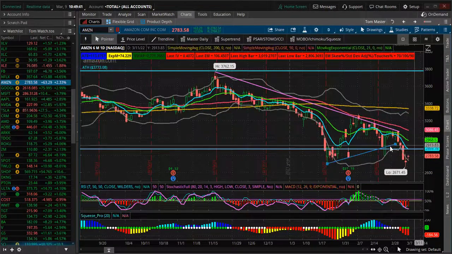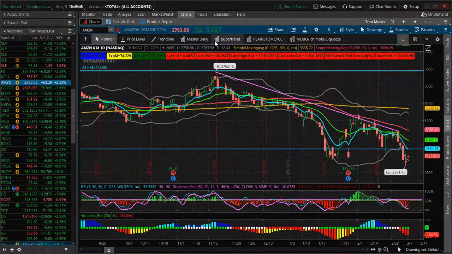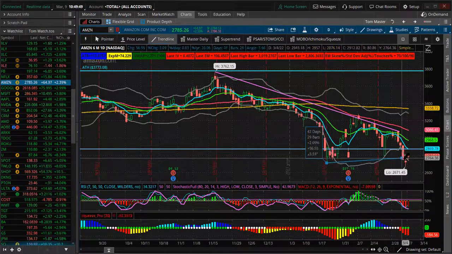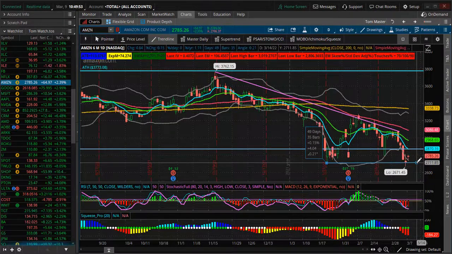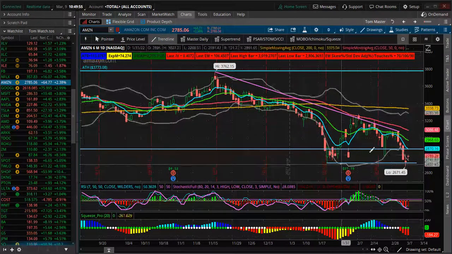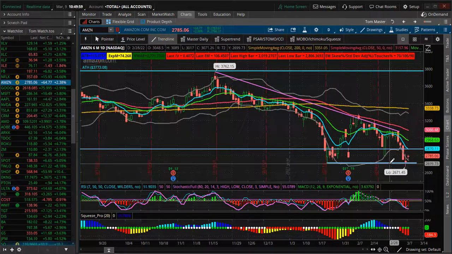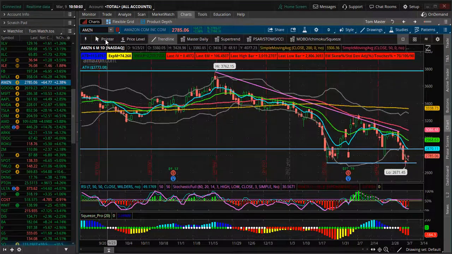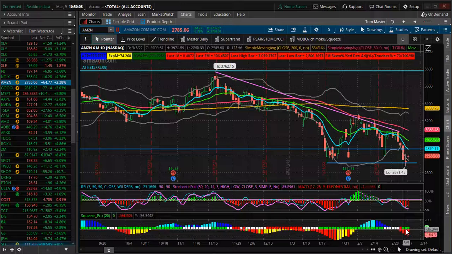Obviously, this thing was broken, but you've got some potential support in here from this previous low. Did we break it? We did temporarily. Okay, so we broke it, but closed above it. So this line's still holding. So we still have some support right here, about 2,707. Is this a good spot to get in Amazon? I don't know. You tell me.